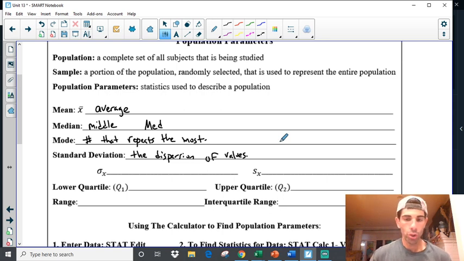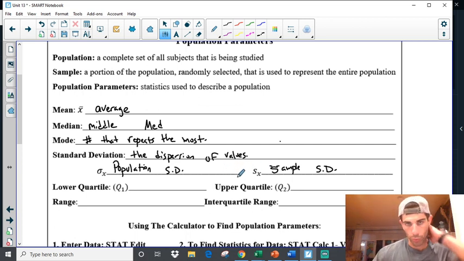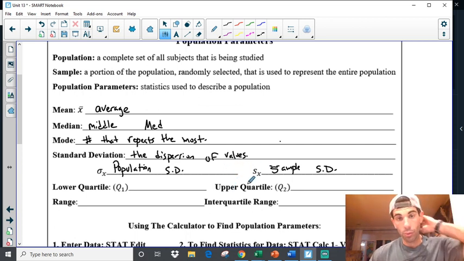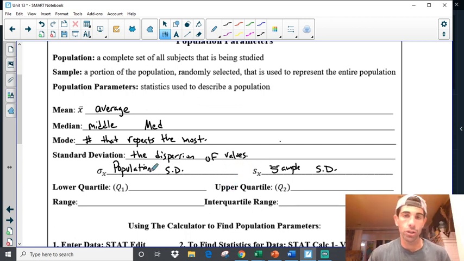Now there are two different types of standard deviation, with different symbols. This symbol here, σx, is the population standard deviation. And Sx is the sample standard deviation. Depending on which type of study you are doing, it determines which deviation you're going to use.